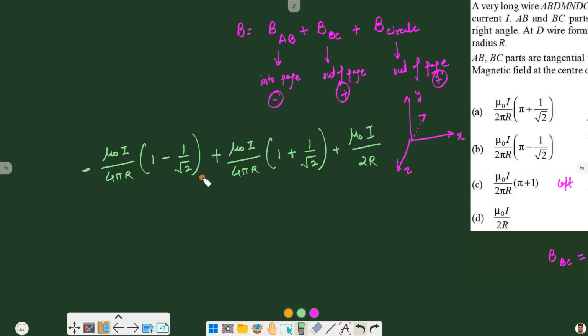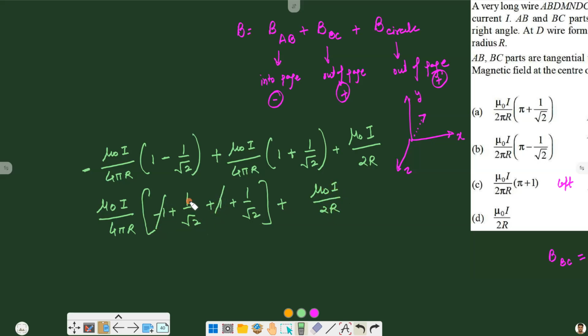Now we can adjust the values. We can take mu node I by 4 pi R common. Here we will have minus 1 plus 1 by root 2, here we will have plus 1 and plus 1 by root 2, plus mu node I by 2R. These ones get cancelled. We get 2 by root 2, that is root 2. So mu node I by 4 pi R into root 2 plus mu node I by 2R.